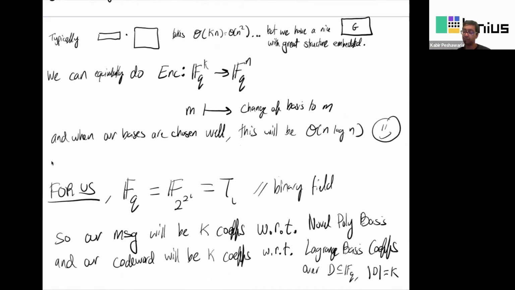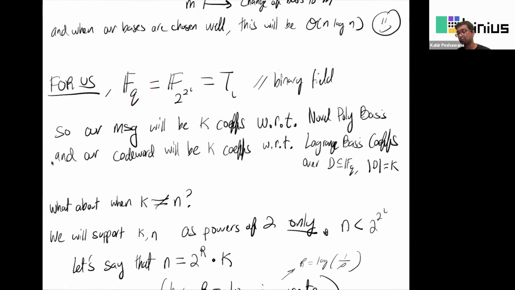For us, the field that we're working with, the finite field, is F2 to the 2 to the iota, which we call the iota tower binary field. So our message will be k coefficients with respect to the novel polynomial basis, and that's how we'll interpret the k length vector message. And our code word will be k coefficients with respect to the Lagrange basis over some carefully selected domain D of size k.